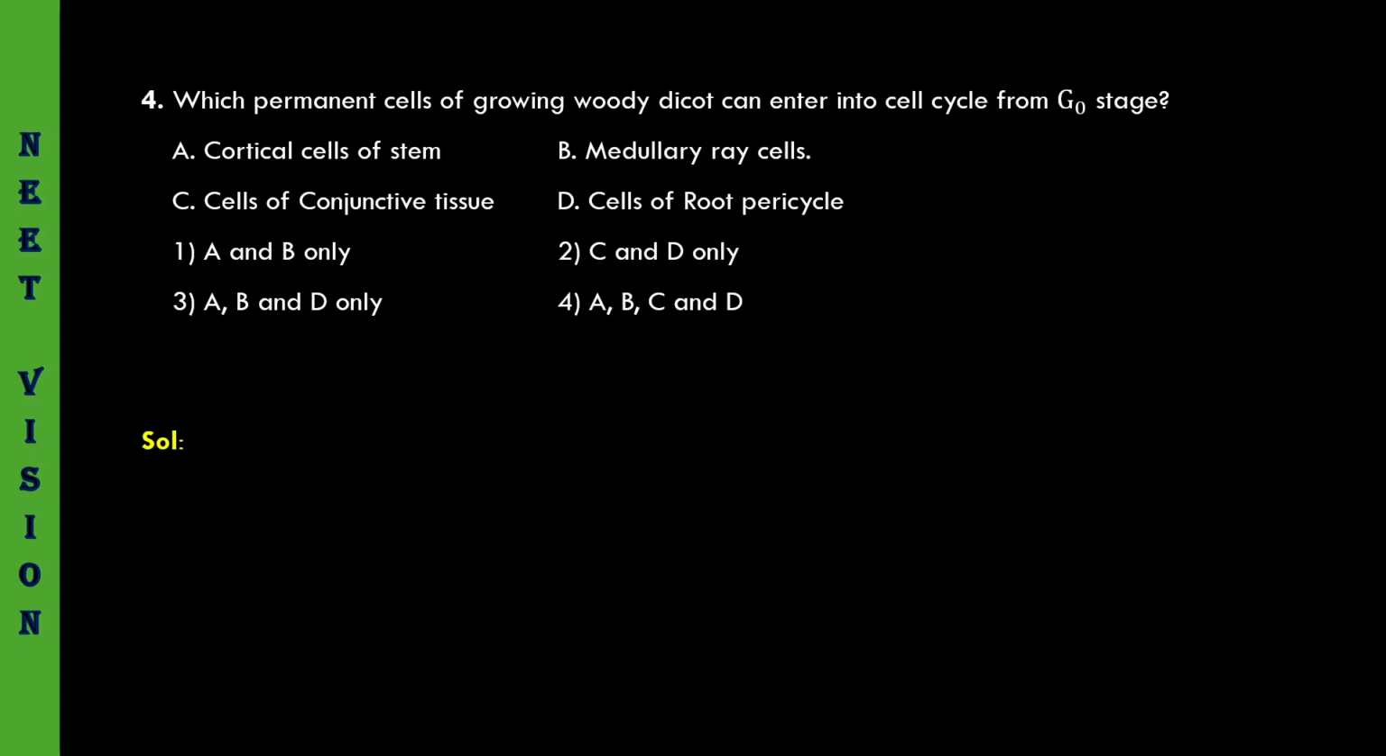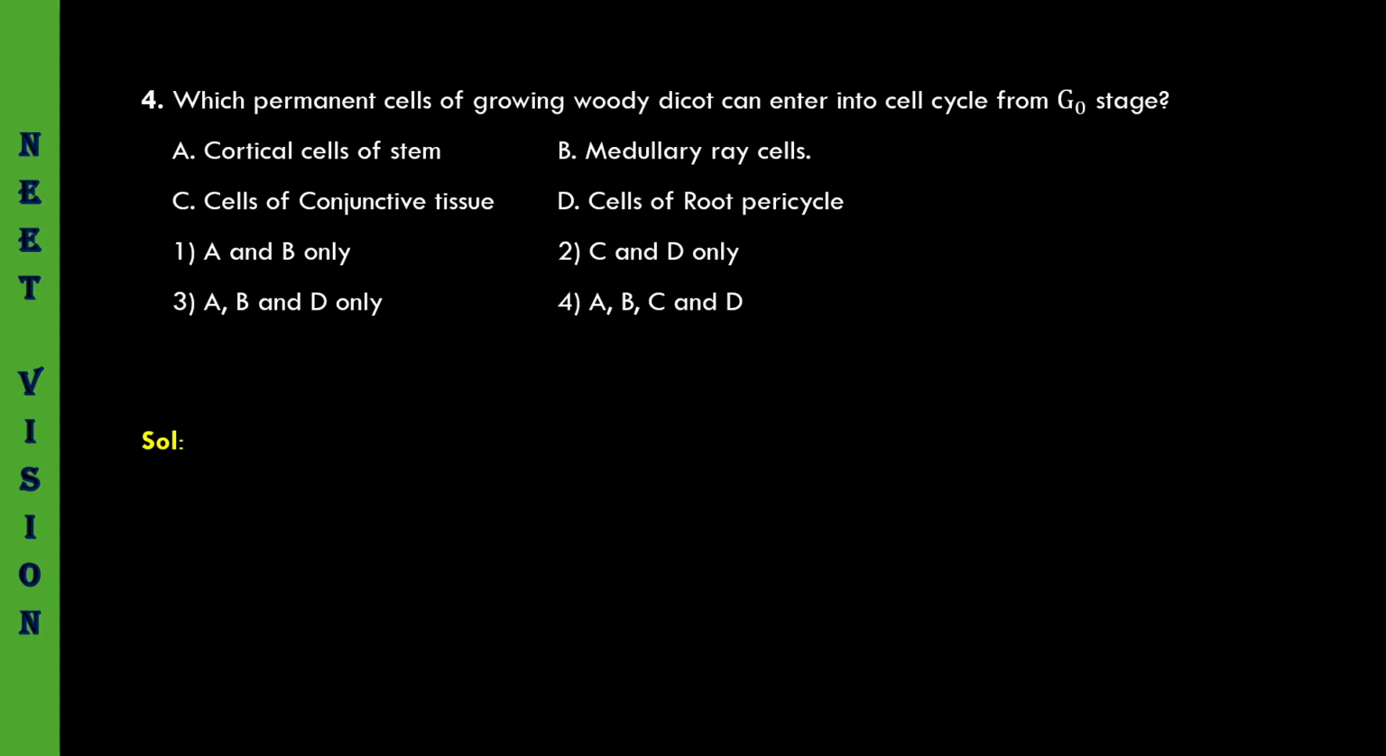So first one, cortical cells of stem, absolutely true. Cells of the cortex of the stem dedifferentiate and form corticambium. Right? So during this formation of corticambium, cortical cells enter into cell cycle from G0 to G1 stage. Medullary ray cells, absolutely true. Those medullary ray cells present between fascicular cambia of adjacent vascular bundles re-enter into cell cycle to form interfascicular cambium.